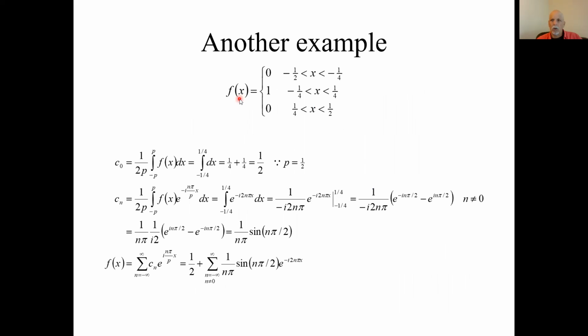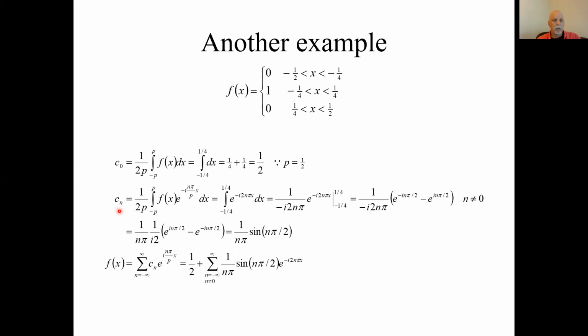Here's the function. Our job is to find its Fourier series and sketch its Fourier spectrum, its frequency spectrum. It's only defined from -1/2 to 1/2, and it's just 1 from -1/4 to 1/4, 0 everywhere else. But it's defined from -1/2 to 1/2. So what is P? P is 1/2.